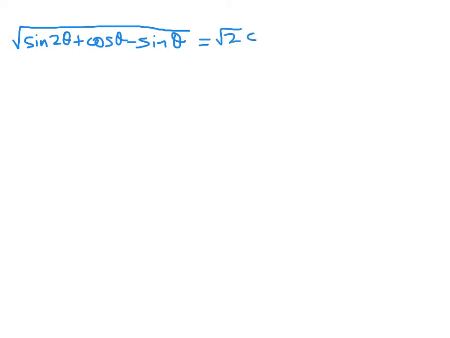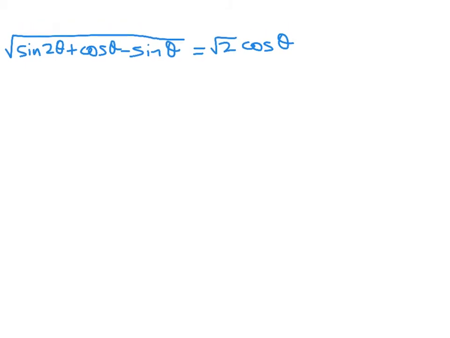Okay, so here's question 1. It's not that bad once you get used to what you've got to do with the square roots. So on the left hand side, this is what I've got. I'm going to move the root 2 cos theta to the right hand side by adding it to both sides. Next thing I'm going to do is to square both sides. So that will give me sine 2 theta plus cos theta minus sine theta is equal to 2 cos squared theta.